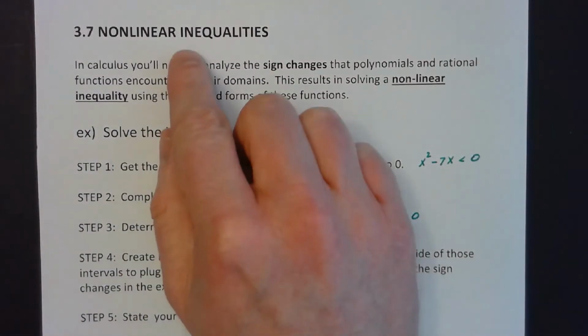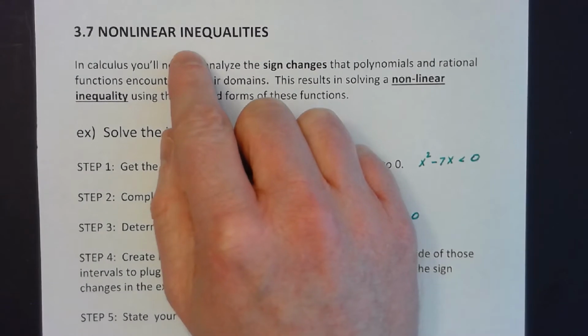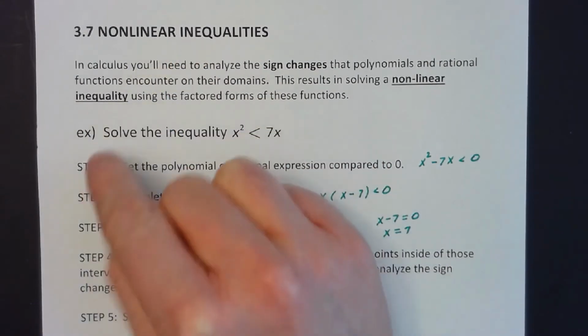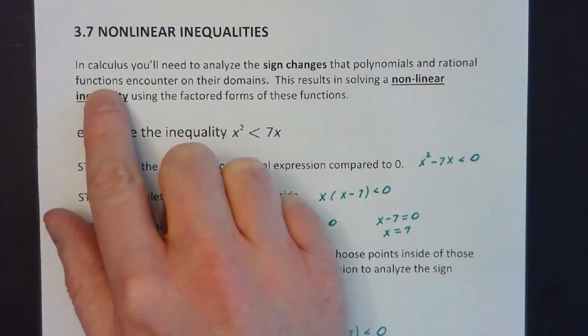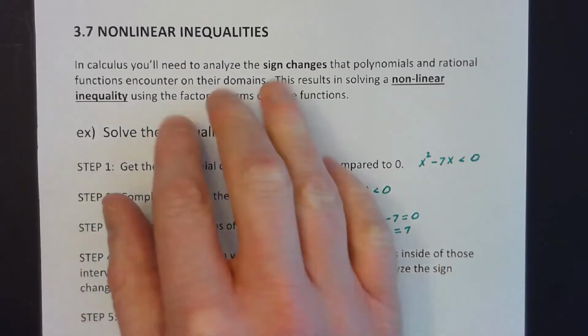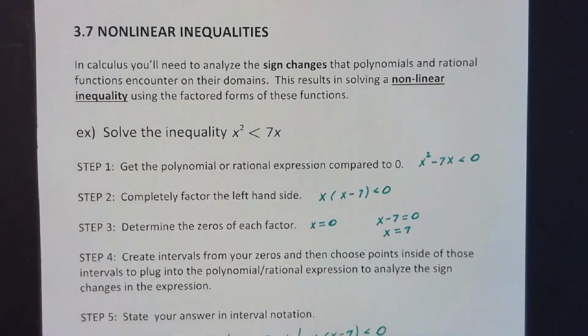Hi all. The last section of our chapter 3 is going to be talking about nonlinear inequalities. When we talk about nonlinear inequalities, that's going to consist of polynomial and rational inequalities. The reason we're going to be talking about these so much is that this topic is going to come up again in our calculus classes whenever we talk about the first and second derivative sign tests.